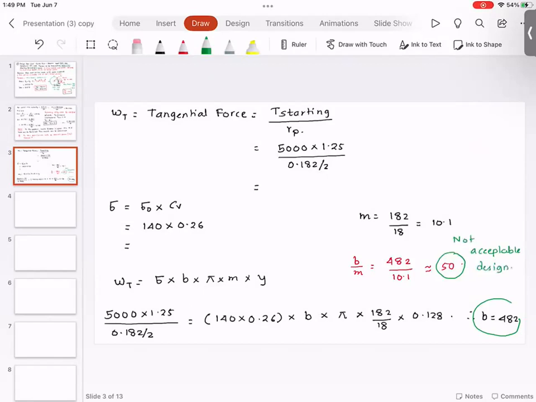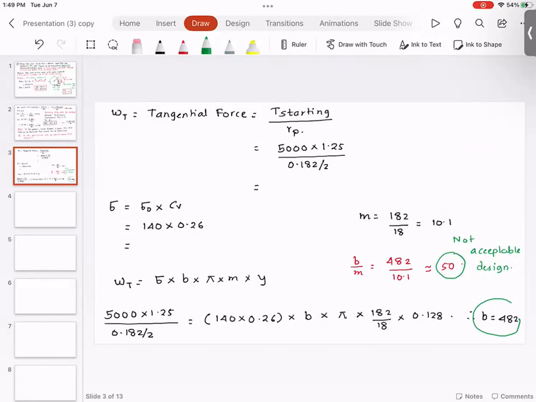Acceptable design. So what do we do with this? Clearly, at this stage, assuming that our B dimension is 482 and our module is 10.1, we will have to reiterate the design. So now there are a lot of choices here because it's an open-ended problem.